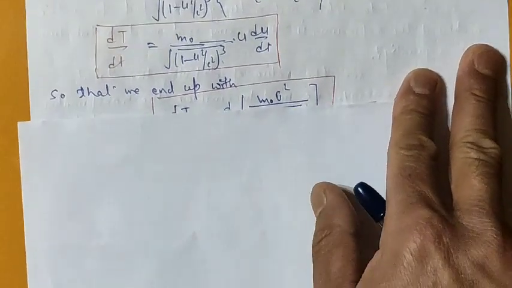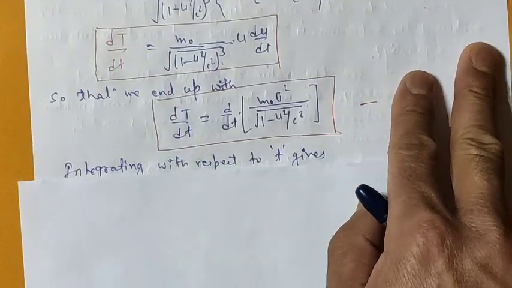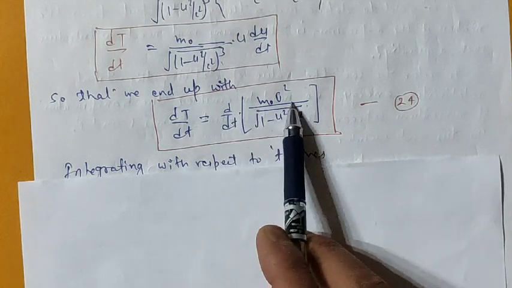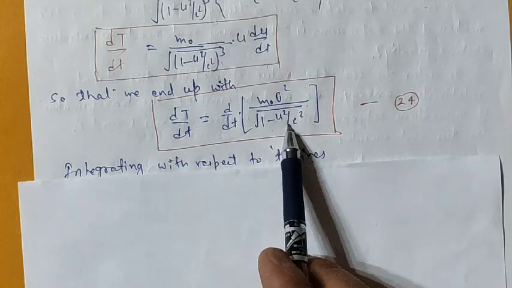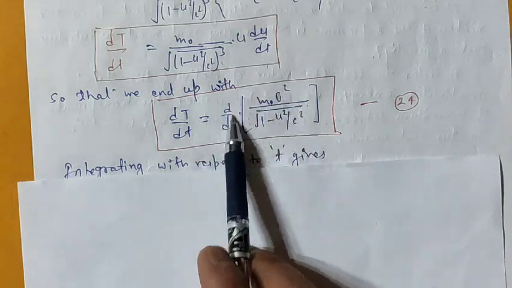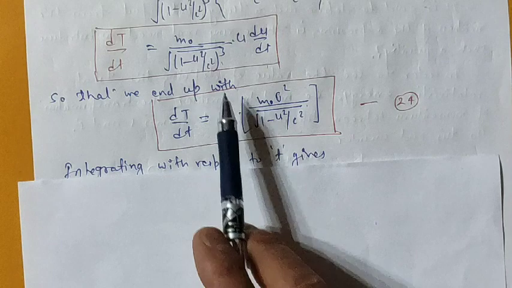So I can write this expression in a derivative form: dT by dt is equal to d by dt of m naught c squared divided by the square root of 1 minus u squared over c squared. Once I take the time derivative of this expression, I will get the same one.